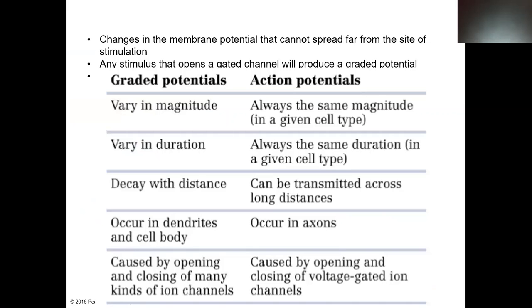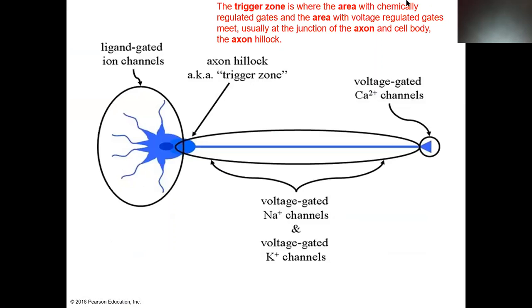So here, this little note up in the red, you want to make sure that you put a little star next to that, because the axon hillock, if you did not draw it on your neuron already, you want it to be on your neuron because this is what we call the trigger zone. So the trigger zone is the area where we will have those chemically regulated gates and those voltage regulated gates kind of meet up so that we can get that action potential going.